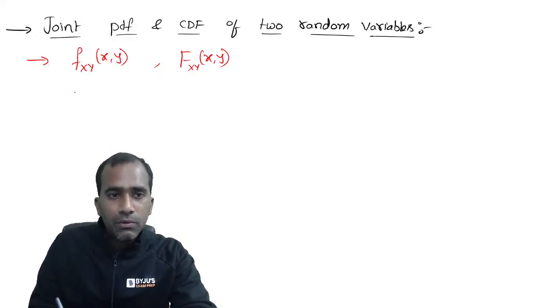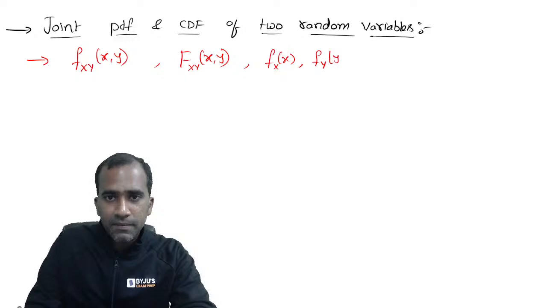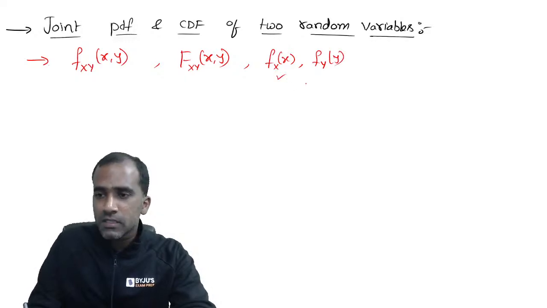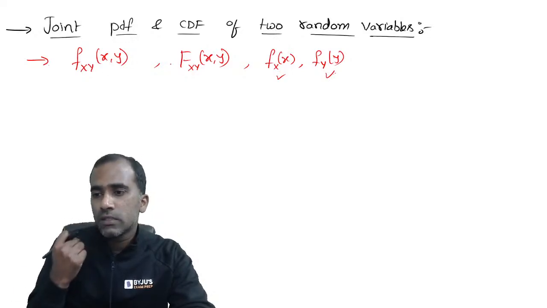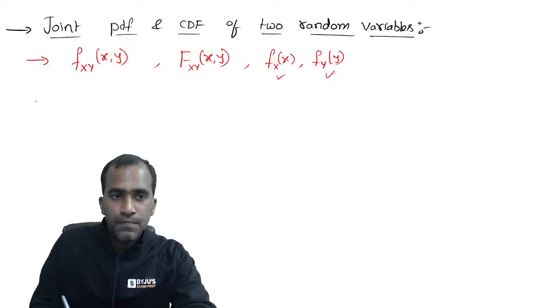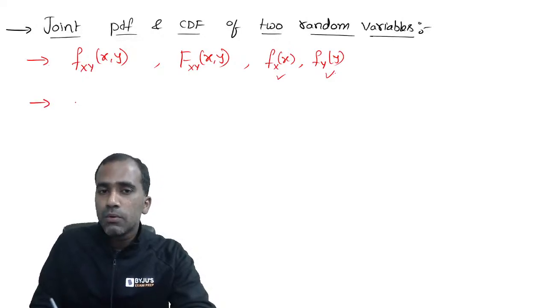So can you tell me the relation between these two? Before that, I'll also write the two first order PDFs involved, f_X of x and f_Y of y. This is the probability information of x, and this is the probability information of y, and these two will provide the probability information of x and y together. Now we need to remember the relationships between these four things.